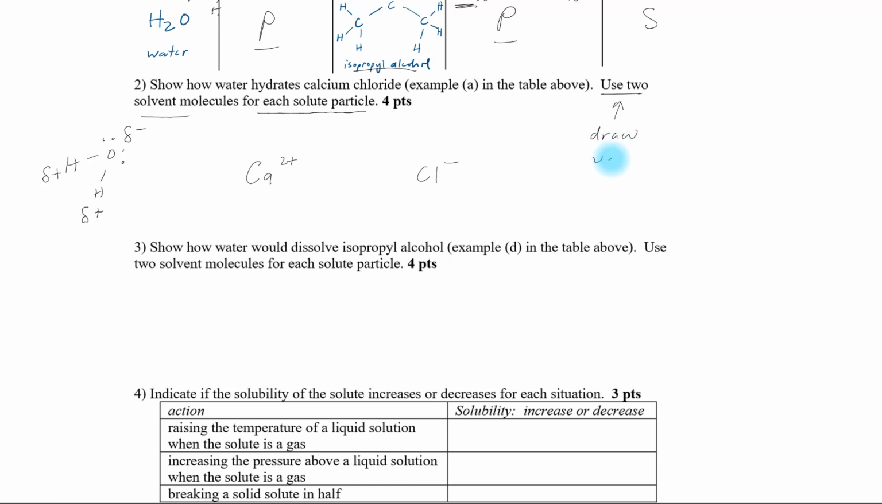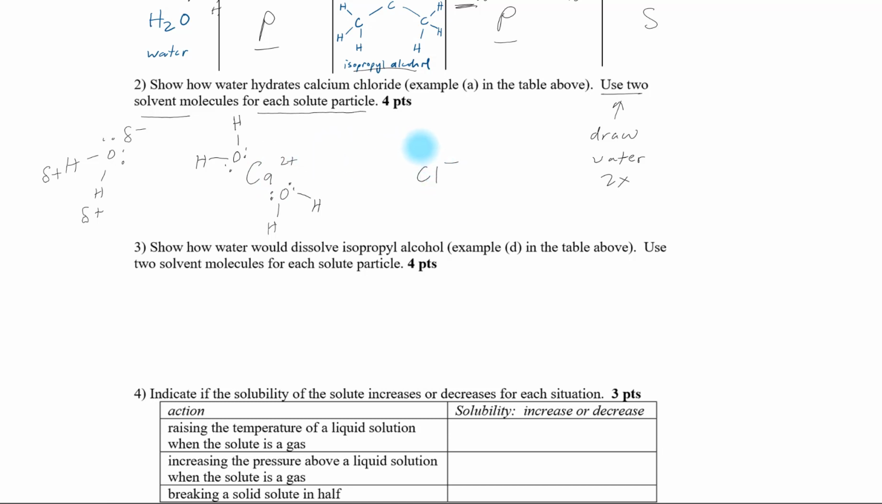Draw water 2 times. And you kind of have to turn it around in your head. So you have to imagine water. So here's O, and then I drew another O. H. So it's going to face it like that. Let's draw another one over here like this. So face it like that. So the negatives face the positive cation.